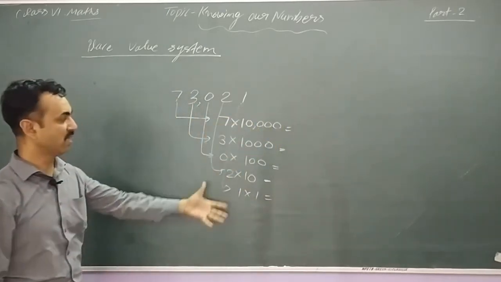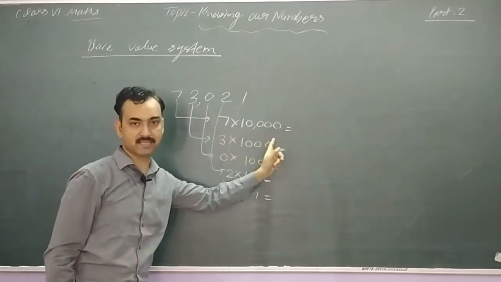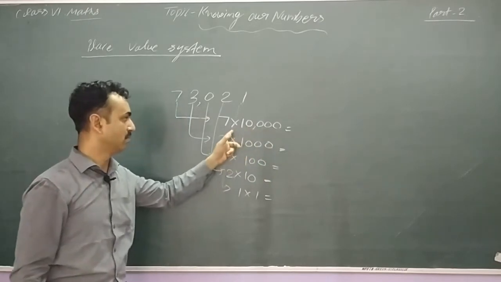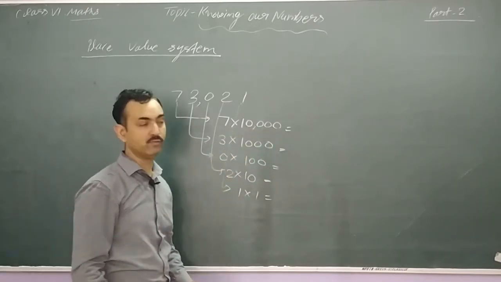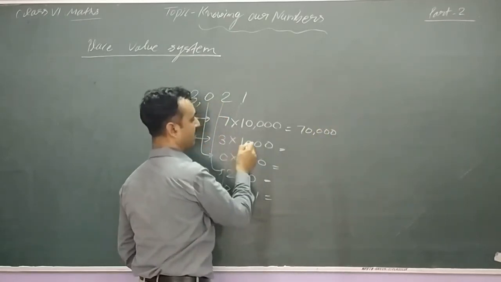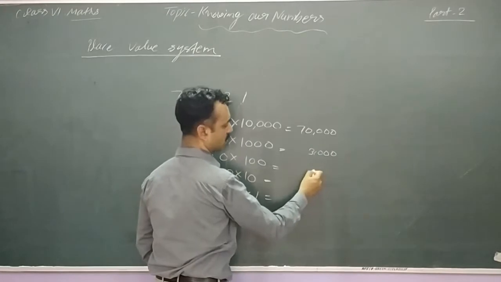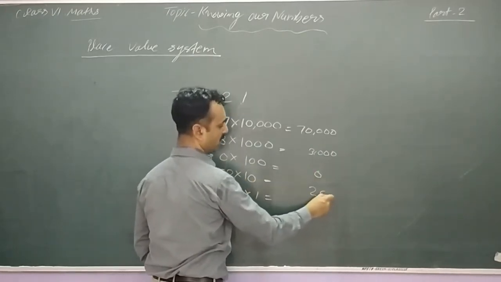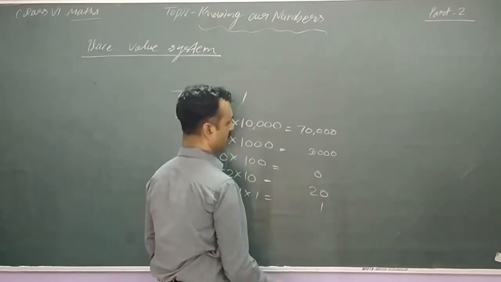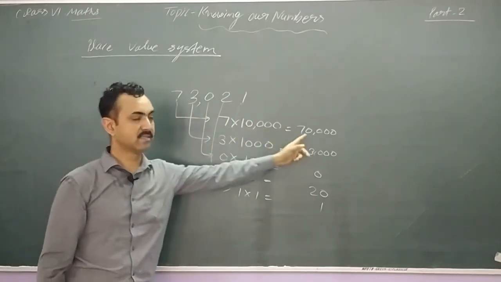So in this manner, if you multiply the given digit with its place, then you can find the place value. 7 multiply 10,000, 70,000. 3 multiply 1000, 3000. 0 multiply 100, 0. 2 multiply 10, 20. And 1 multiply 1.